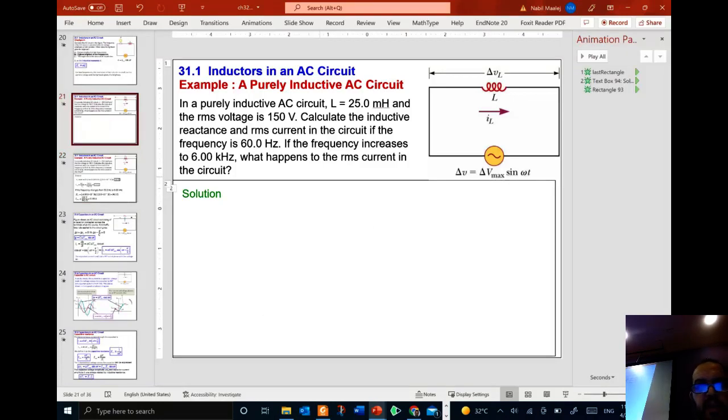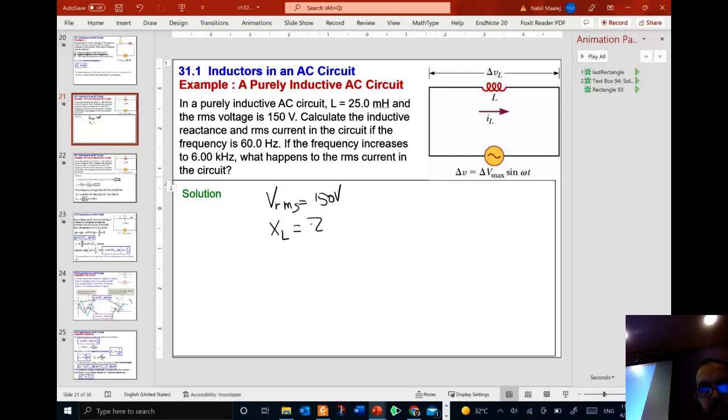Okay, so yesterday I think we finished this example, but let's do it again. Here we have a purely inductive AC circuit with an inductance of 25 millihenry and an RMS voltage of 150 volts. So V RMS is 150 volts and the inductor is 25 millihenry. Calculate the inductive reactance, XL.